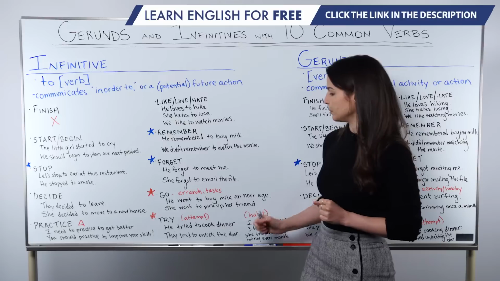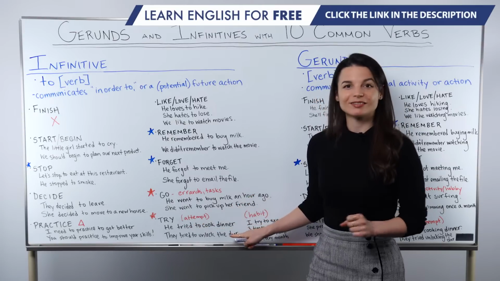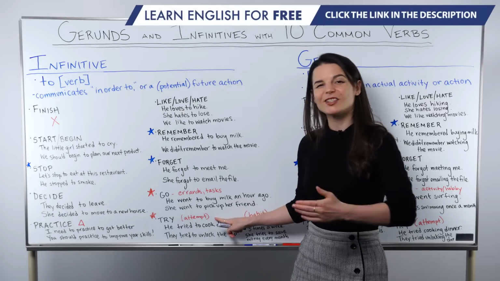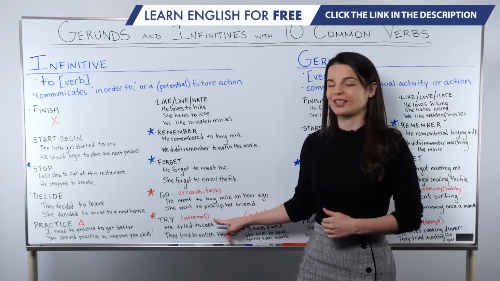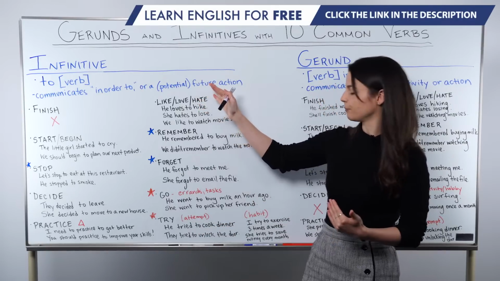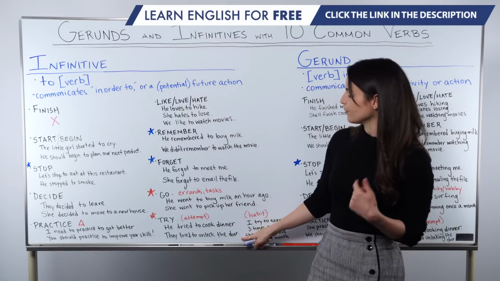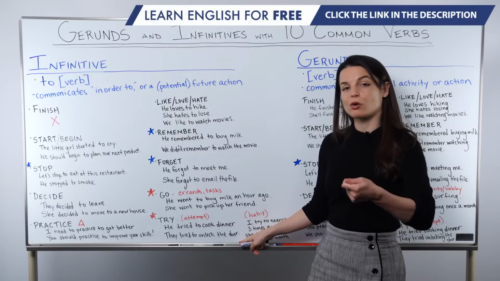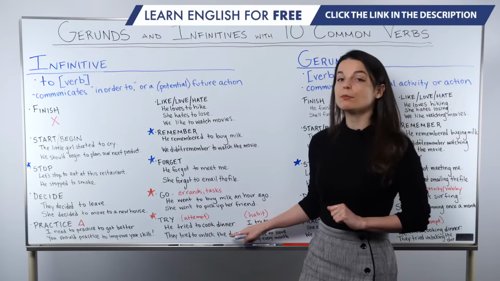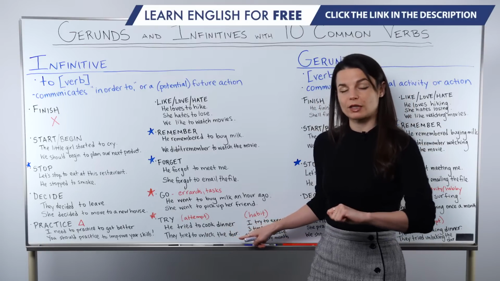So let's look at our example. He tried to cook dinner. So we can understand this as he attempted to cook dinner. He did his best to cook dinner. So here we have to cook as the infinitive. Okay? Second example. They tried to unlock the door. So again, they attempted to unlock the door is what this means.